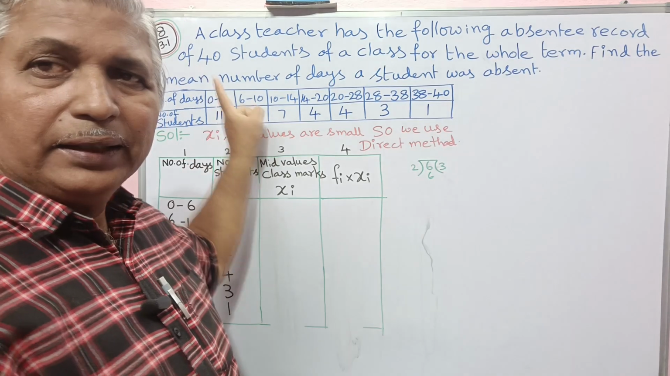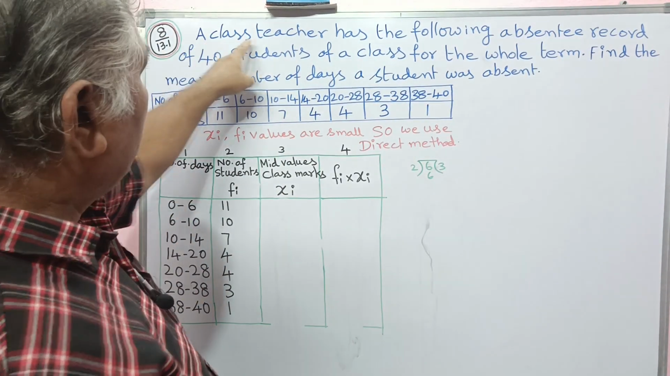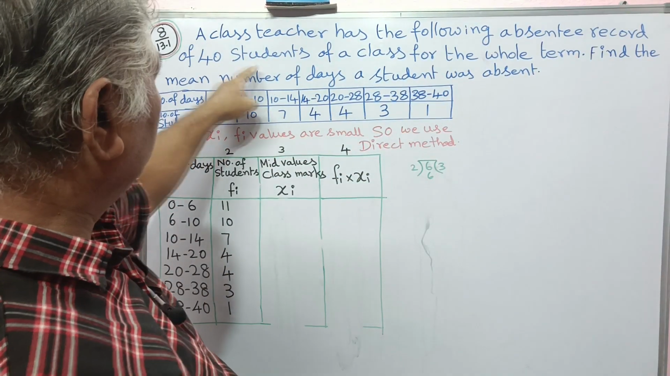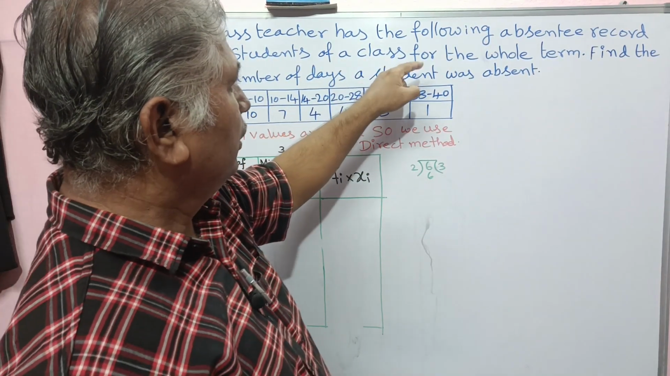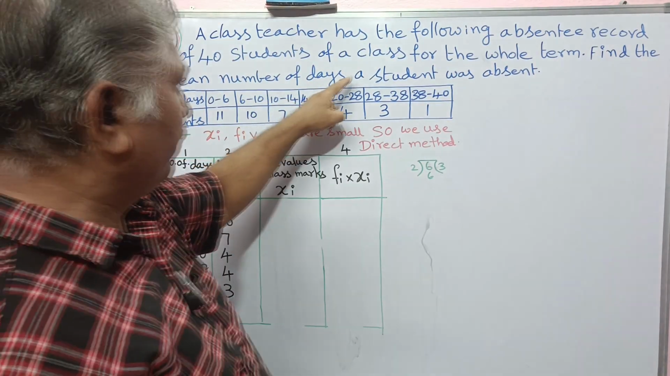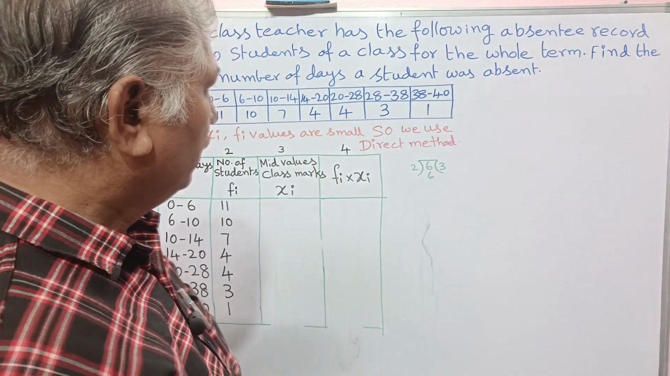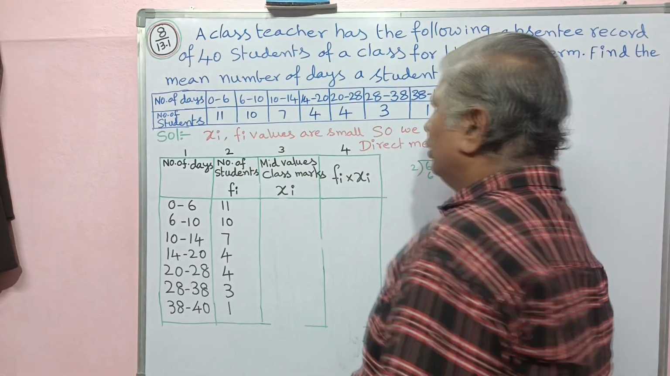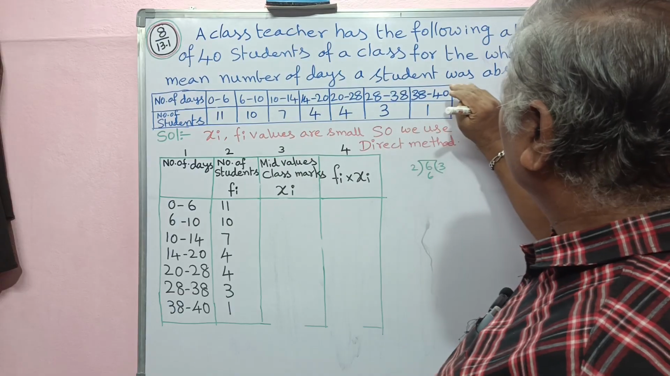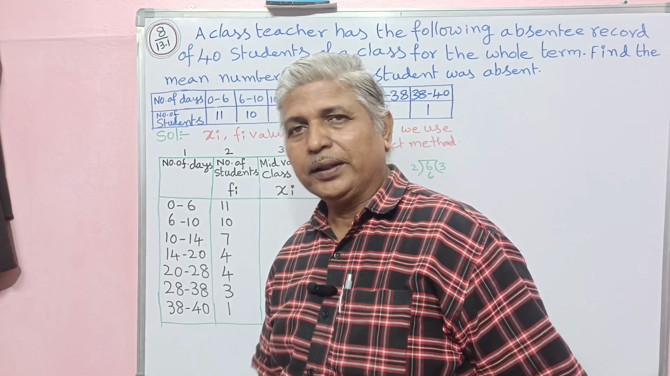Come to the 8th question. A class teacher has the following absentee record of 40 students of a class for the whole term. Find the mean number of days a student was absent. Now, we have to find the mean number of days students were absent.